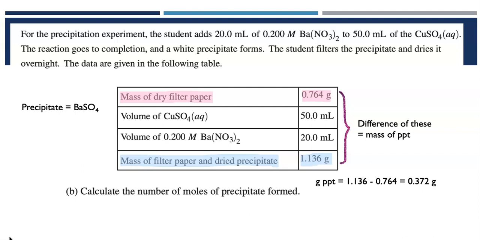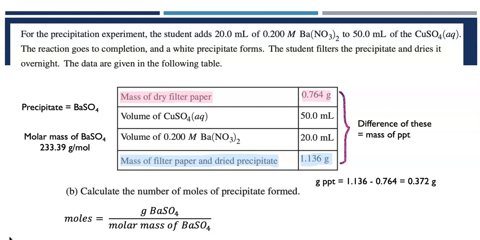Note the sig figs. I've got my mass of the dry filter paper and the mass of the filter paper with the product reported to the thousandths place. And when I do the subtraction, it needs to be reported to the thousandths place. Make sure you pay attention to those little details. And now we can actually do our grams to mole conversion. All right, I know moles is the number of grams divided by molar mass. And the molar mass of barium sulfate, I can look at my periodic table, add them all up, I get 233.39 grams per mole. So I have the grams, I have the molar mass. I'm just going to do that division, and I get an answer of 1.59 times 10 to the minus third moles of barium sulfate that were formed.